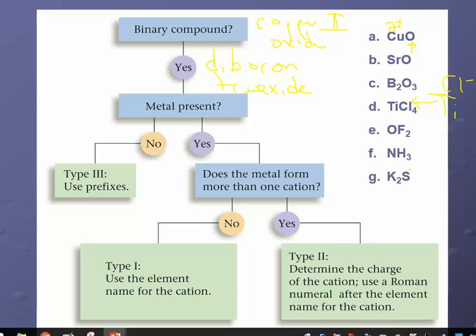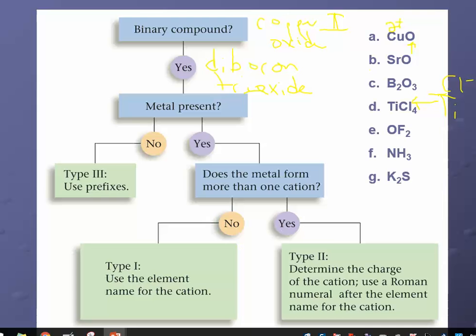Okay, so then this one, take a look at which side of the flow chart that goes down. Do we have a metal or do we not have a metal? You should see that there is a metal present. You can decide, am I going to use a Roman numeral or not? So you have to look at where potassium falls on the periodic table. It's in column 1, so you should be over here on this side, type 1.